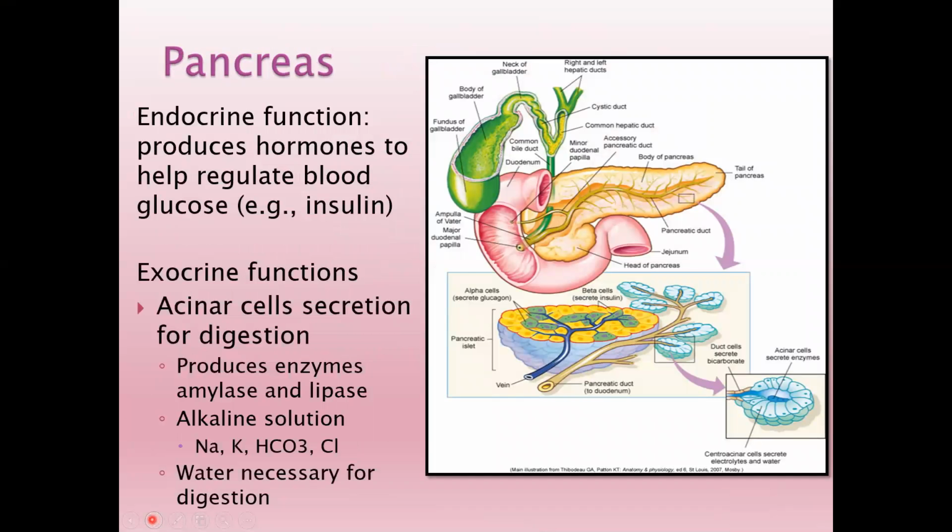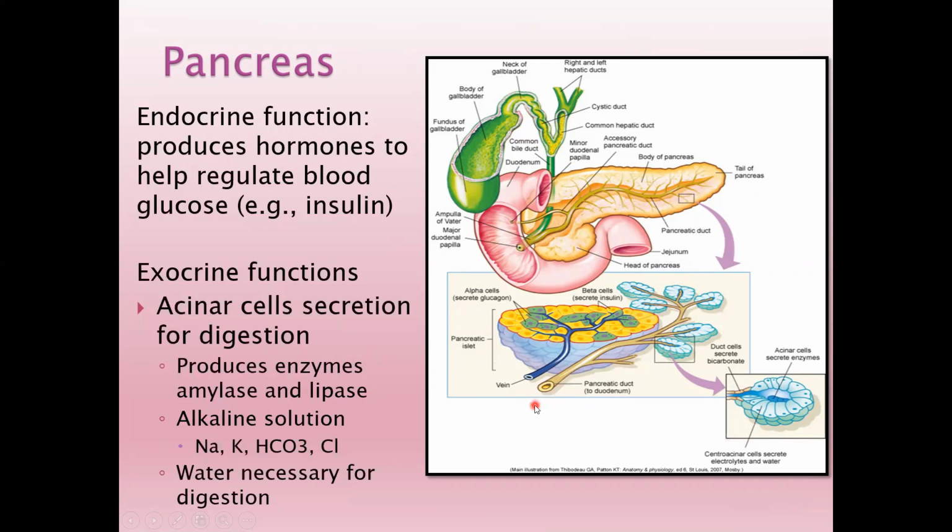Okay, let's talk a little bit about the pancreas now. We talked a little bit about the endocrine function. We talked about it with a previous slide, and we also talked about it earlier in this semester. The endocrine function is from the beta cells, which make insulin. But the exocrine function is from the acinar cells, and the acinar cells produce amylase and lipase.